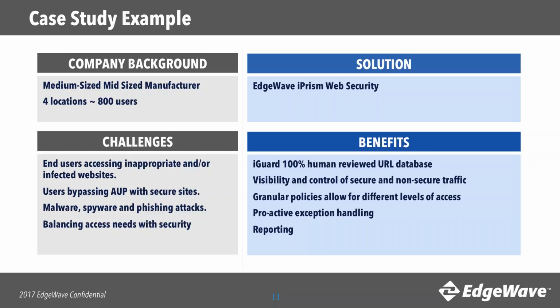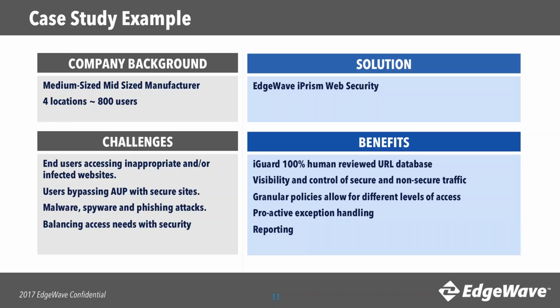So they came in, they took a look at the iPrism. They were very pleased with the iGuard human-reviewed URL database, and what we were able to demonstrate to them in their environment with the iPrism was that they had a newfound visibility and control of that secure as well as non-secure traffic. They were able to take their acceptable usage policy and actively define that and then apply that to their users and enforce it. And they had several different levels of access for the various users from the different department levels within the unique geographic locations that they needed.